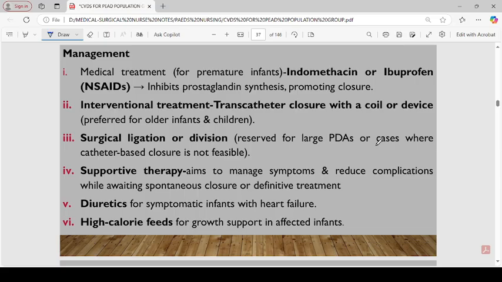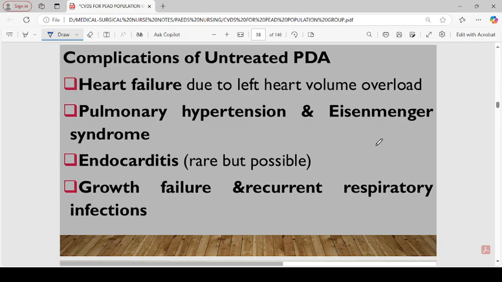Supportive therapy aims to manage symptoms and reduce complications while awaiting spontaneous closure or definitive treatment. Use of diuretics for symptomatic infants with heart failure. And lastly, high calorie feeds for growth support in affected infants. Complications of patent ductus arteriosus include heart failure, pulmonary hypertension and Eisenmenger syndrome, endocarditis, growth failure and recurrent respiratory infections.